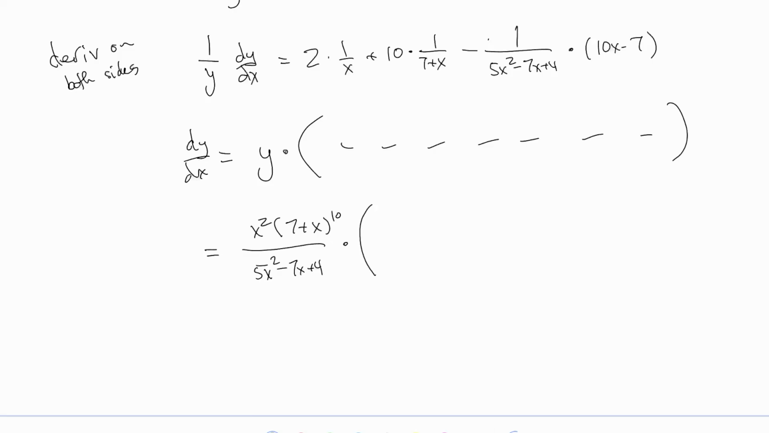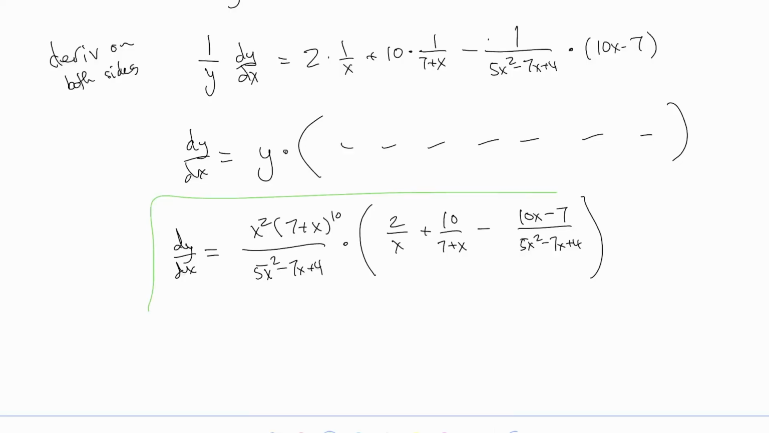times, and I'm going to write this other stuff out. 2 over x, I just put stuff into the numerators of these fractions, plus 10 over 7 plus x minus 10x minus 7 over 5x squared minus 7x plus 4. There you go. This is the derivative. And that's my final answer.